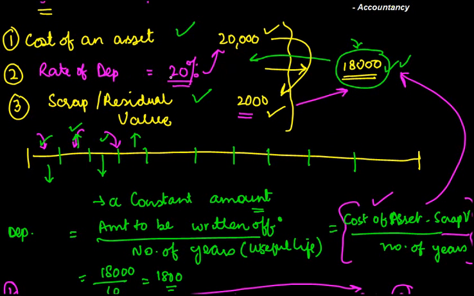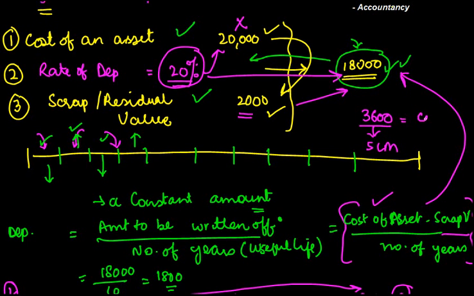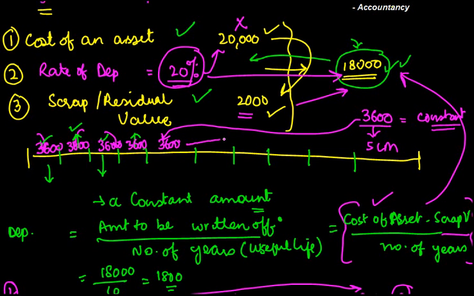How much depreciation has to be charged every year? It's 20%. So 20% of 18,000 and not 20,000. Why? Because it is not 20,000 that we have to write off. 2,000 is the scrap value. So 20% of 18,000 will be how much? 3,600. As I told you, in SLM or the straight line method, this amount of depreciation is constant. So we will keep on writing off this 3,600, right, till we reach a total write-off of 18,000, which is 1, 2, 3, 4, 5 years.